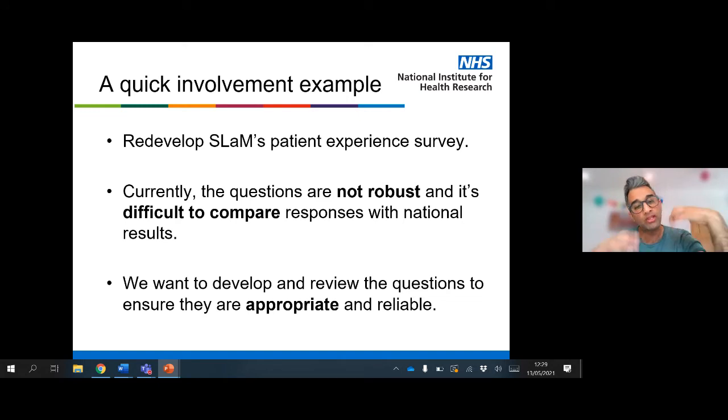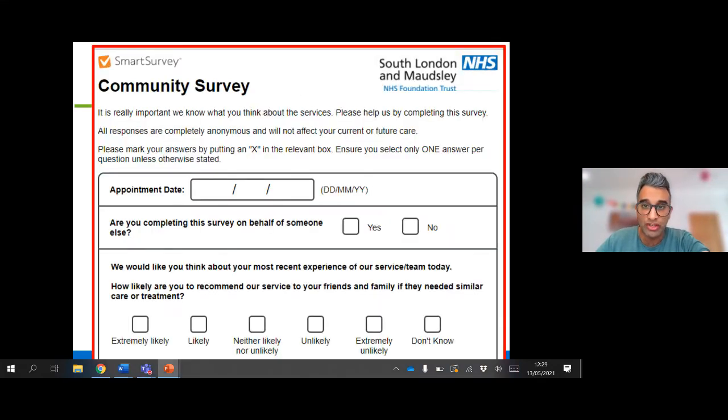There are other trusts using the Friends and Family Test, and we can't really gauge where we sit. But what's good is that they wanted to develop and review these questions so that they're appropriate and reliable. So they wanted to involve service users and carers. So we thought, great, okay. This was the existing survey. This is what they sent to me, and they said, let's ask service users for their opinion.